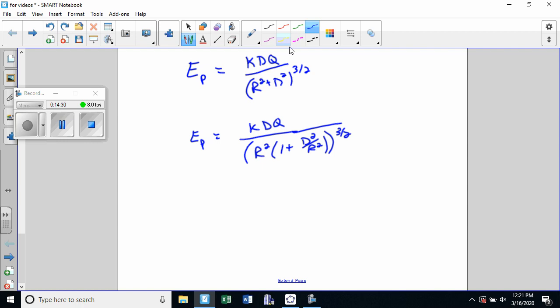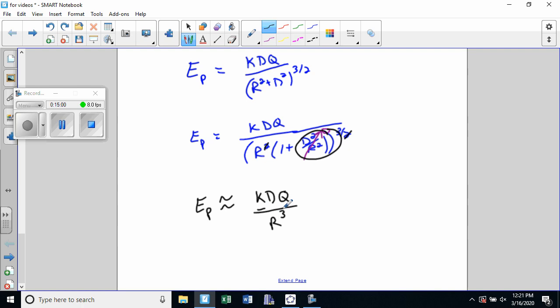But D squared over R squared is essentially 0, because that ratio is going to be really, really tiny. And again, I'm going to have R squared times 1 to the 3/2 power, so that's going to give me an R to the 3rd. So the electric field at point P is approximately, and I say approximately now because I've made the assumption that that ratio is 0, k dq all over r to the third power.